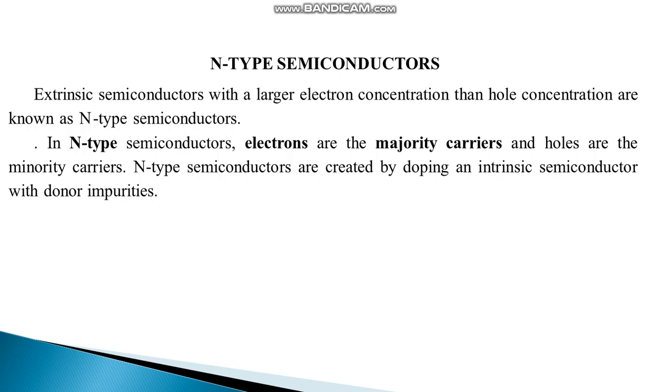The extrinsic semiconductor is again divided into two types. One is N-type semiconductor and another one is P-type semiconductor. Let us see about the N-type semiconductor. Extrinsic semiconductors with larger electron concentration than hole concentration are known as N-type semiconductors. In N-type semiconductor, electrons are the majority carriers and holes are the minority carriers. N-type semiconductors are created by doping an intrinsic semiconductor with donor impurities.